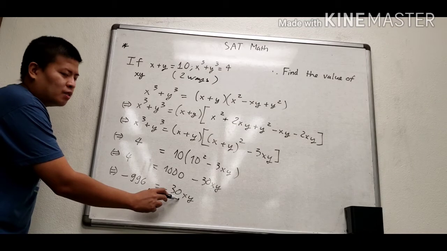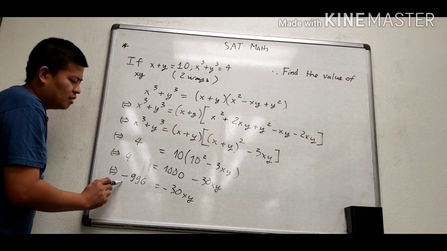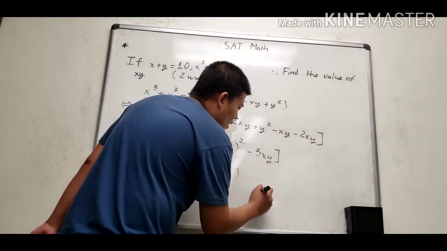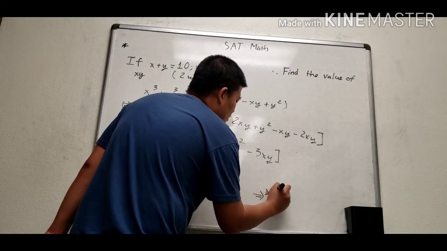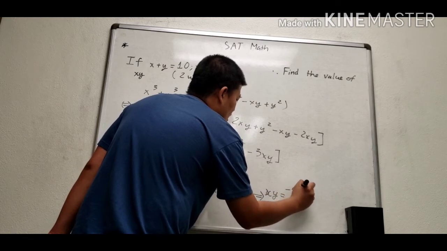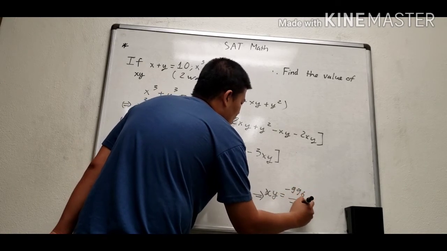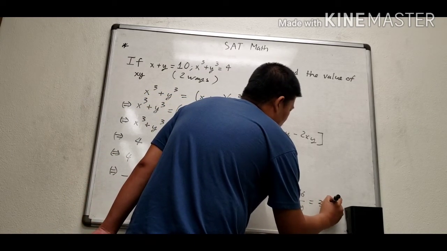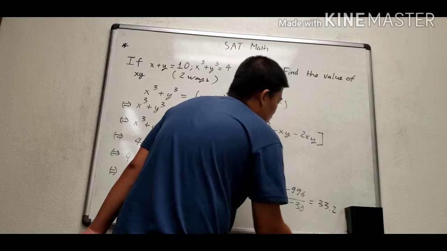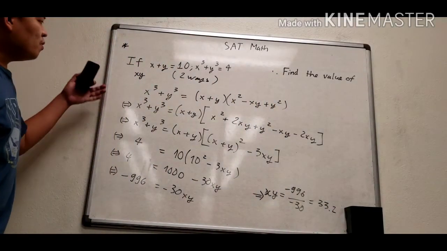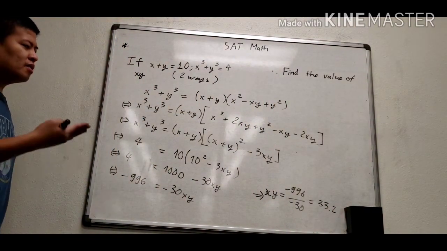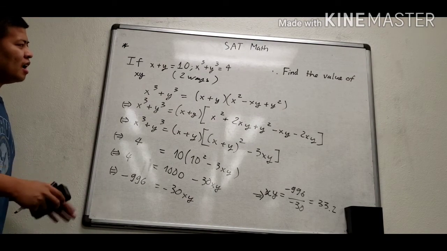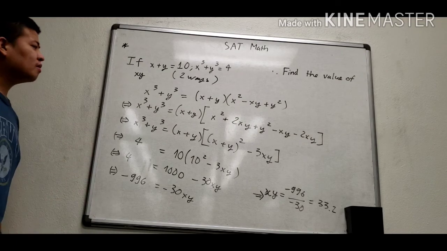So to calculate the xy, minus 996 divided by minus 30, so you got about xy equal to minus 996 divided by minus 30, so you got about 33.2. So we use the two ways and they got about the same solution, that's about 33.2. So this is the technique I show you how to do this one.